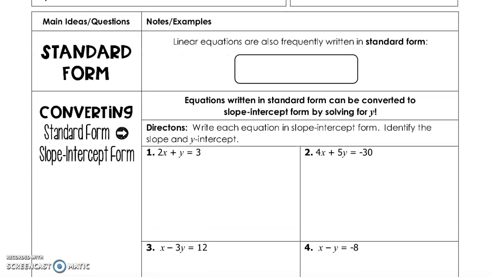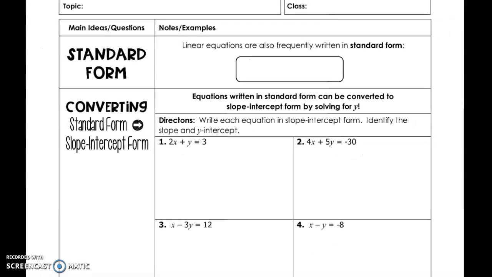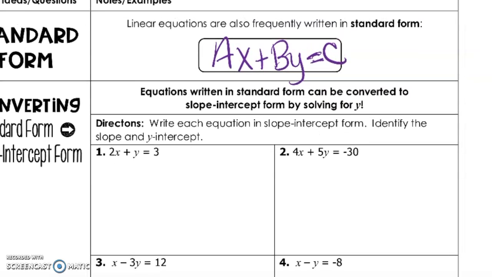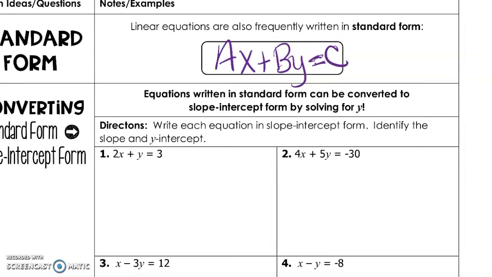On page 4.7, we are going to look at putting equations in standard form. So we have slope-intercept form, which was y equals mx plus b, and then standard form, which looks like this: ax plus by equals c. So your x and your y are on the same side, and then it's equal to a number. So what we need to do is solve them for y.